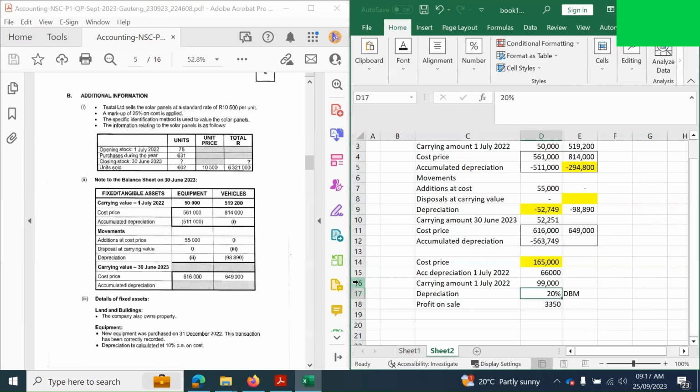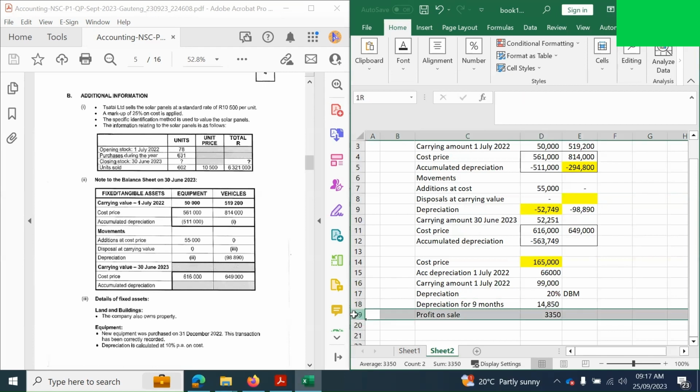Now depreciation is at a 20% diminishing balance method. So what is then my depreciation for the year? Not for the year, sorry. This is depreciation for the period that I still had the vehicle in the financial year, which is 9 months, so up until 31st of March, 2023. So diminishing balance is the carrying amount times the 20% depreciation rate, and I had it for 9 months of 12. So my depreciation is then 14,850 for the 9 months.